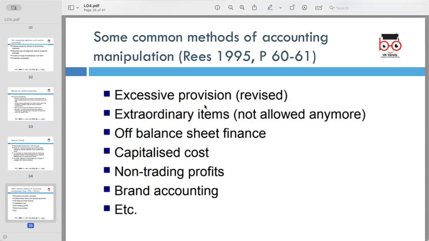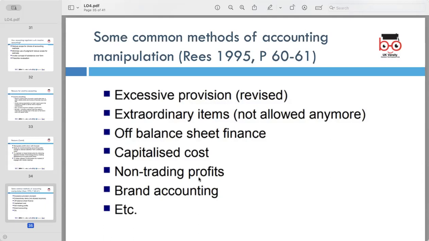Off-balance sheet finance: companies may utilize off-balance sheet arrangements to keep certain assets or liabilities off the balance sheet, thus distorting the true financial position of the company. So capitalized costs: costs capitalized, such as research and development expenses or marketing costs instead of expensing them immediately, can inflate reported assets and improve profitability in the short term.